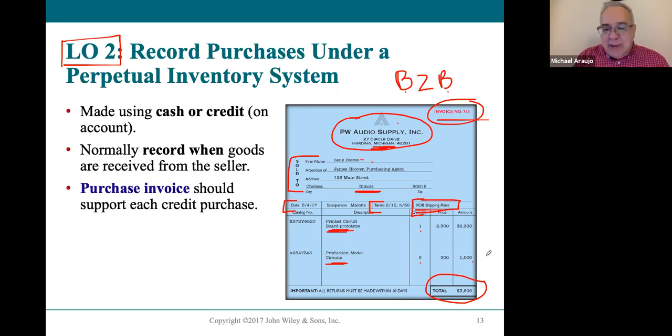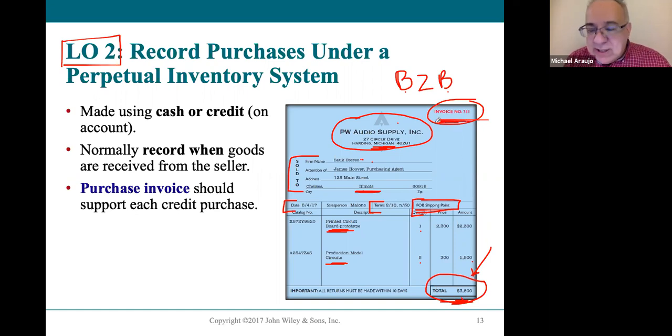All right, so let's go back here to the total. This $3,800 is the total sale that was made from PW Audio to SOC Stereo. But this $1,300 is also the cost that SOC Stereo incurred to buy the circuits and circuit board. Okay, so this is going to be a very important number that you're going to see. We will get to the terms in a moment.